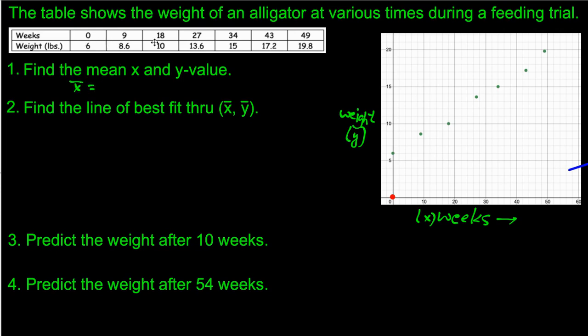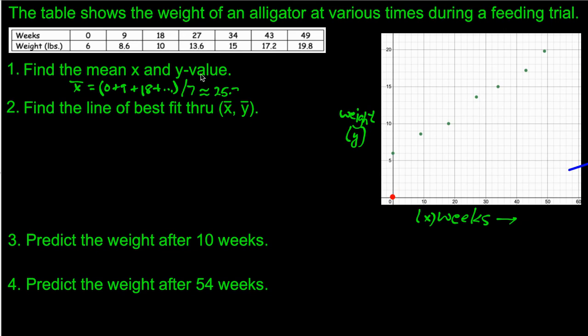For the mean, we just add up our weeks and divide by how many we have. So we've got 1, 2, 3, 4, 5, 6, 7 of these. And we would add those up and divide the X values, 0 plus 9 plus 18 plus so on and so on, divided by 7. And you can check this out on your calculator and you get about 25.7.